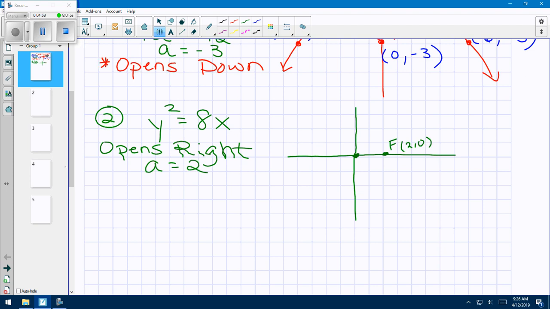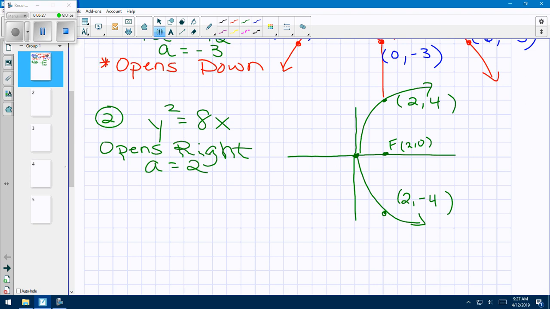And based on the latus rectum having a total length of 8, if you go up 4 and down 4 from the focus, those are the ends of the LR. So those would be the coordinates (2, -4) and also (2, 4). And the last thing I would like you to include, like we did before, is where the directrix is.